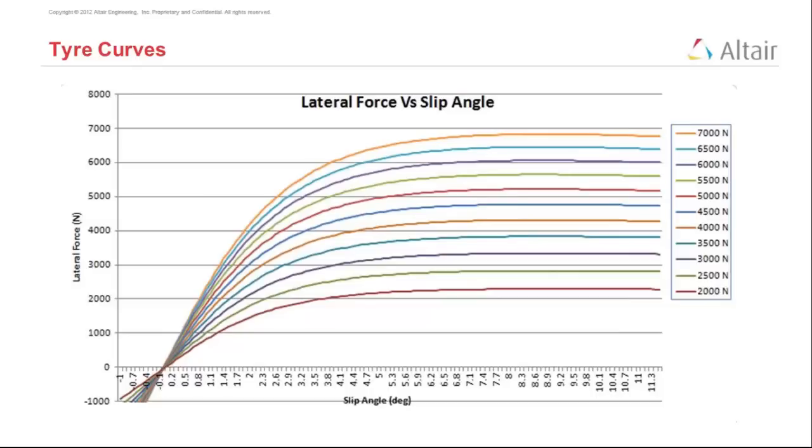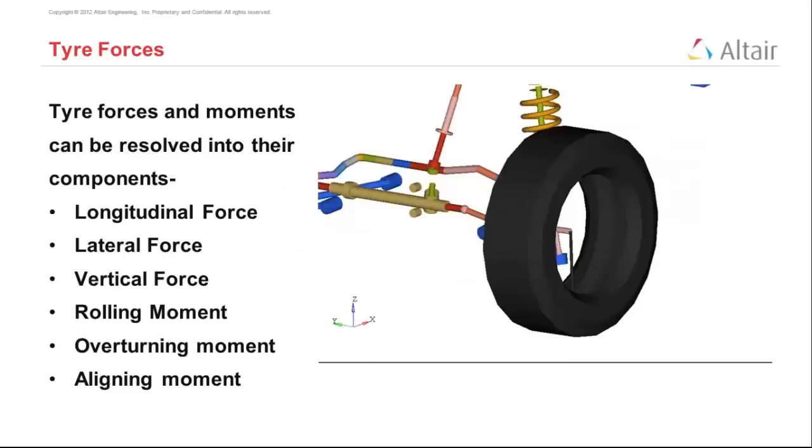It is important to note here that the marginal gain that you get, for example, the amount of extra peak force you get when you move from 2000 to 2500 Newton is much bigger than what you get when you move from 6000 to 6500 Newton. We will come to this slightly later. Let's talk more about tire forces.